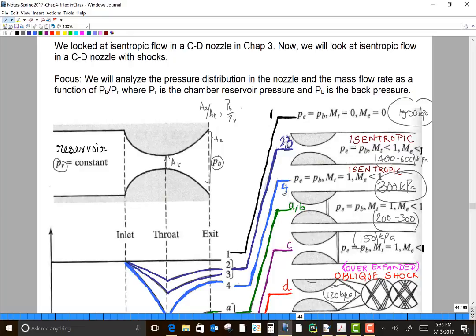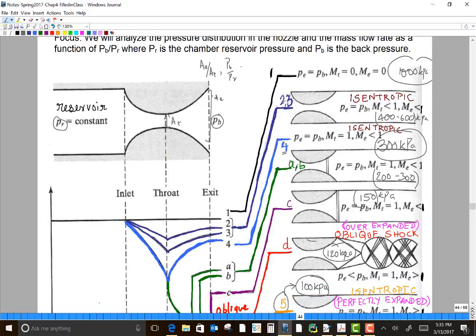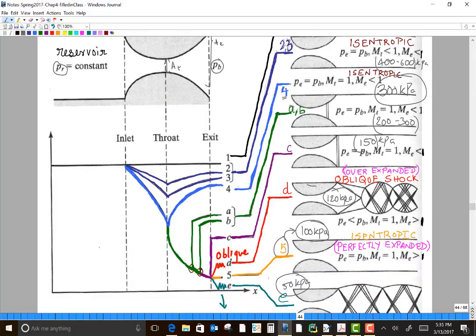Nothing new here. Obviously, if you reduce the back pressure and you're still looking for an isentropic solution, there's another value of the back pressure corresponding to the same value of AE by AT, with AT equals A star, that corresponds to a supersonic choked flow condition. That is called the design condition for the converging diverging nozzle, and the corresponding exit Mach number is called the design Mach number, and the corresponding exit pressure is called the design pressure. That's the condition under which the nozzle is typically designed to operate, hence it's called the design condition, and that corresponds to case 5.